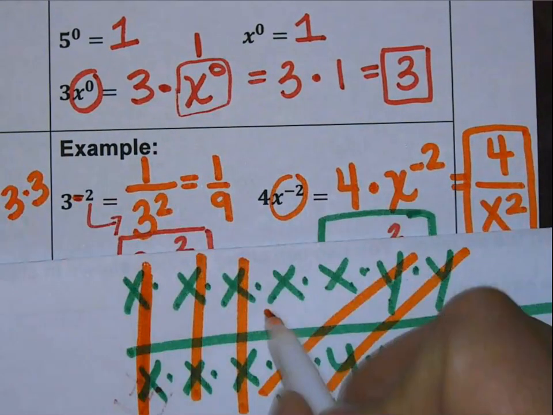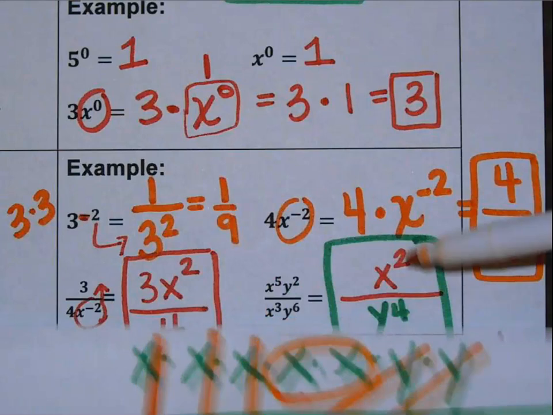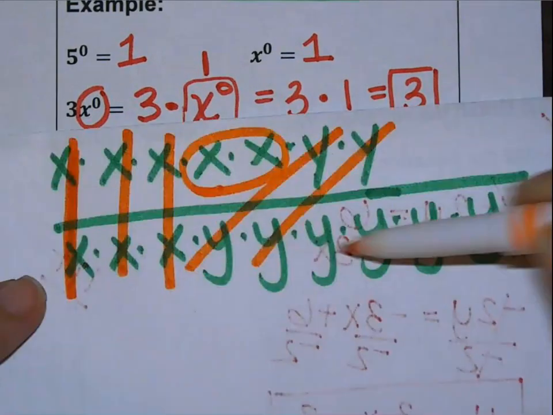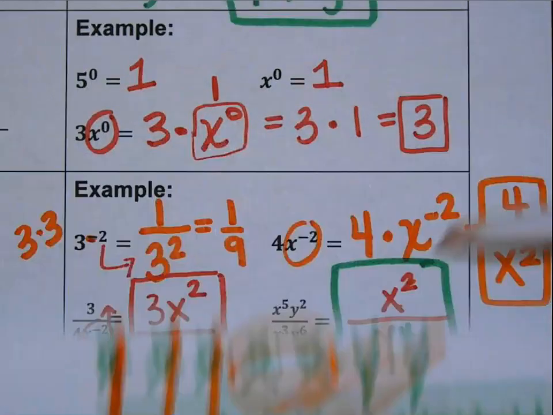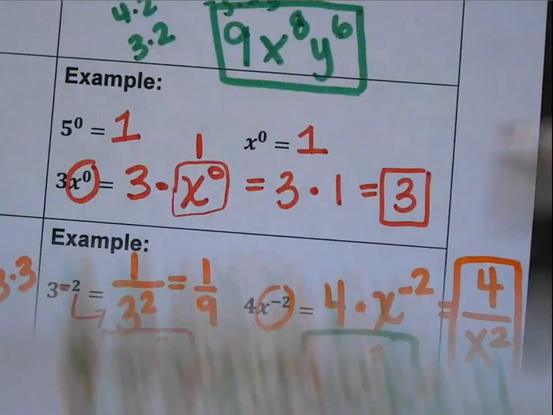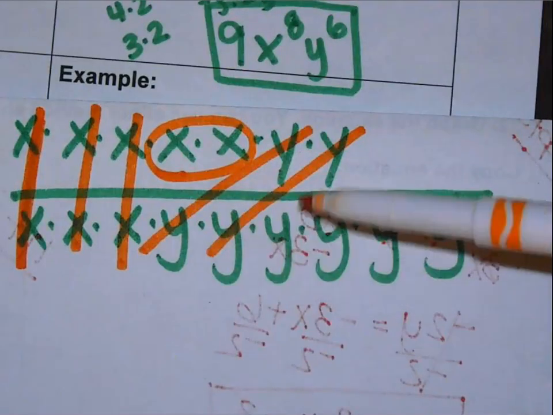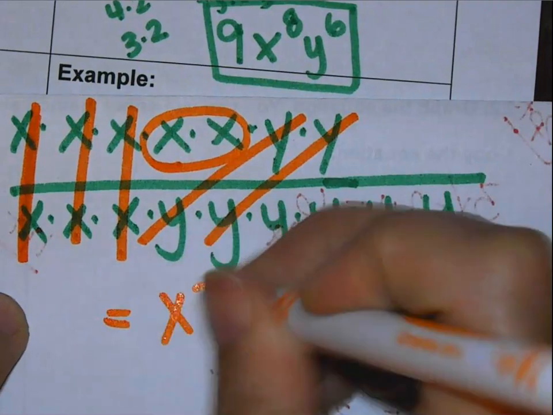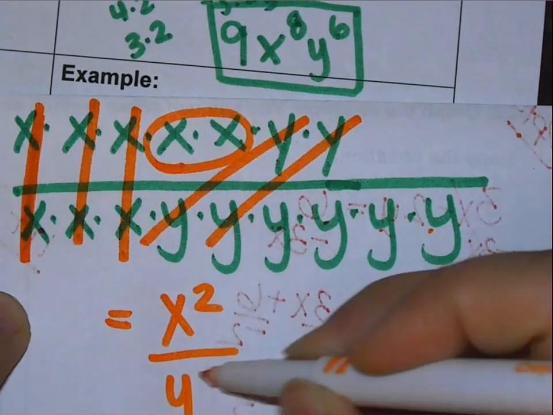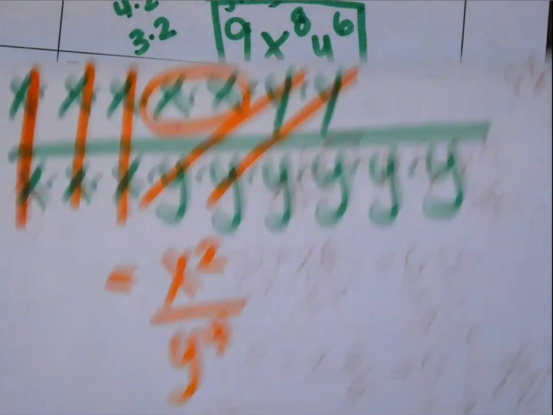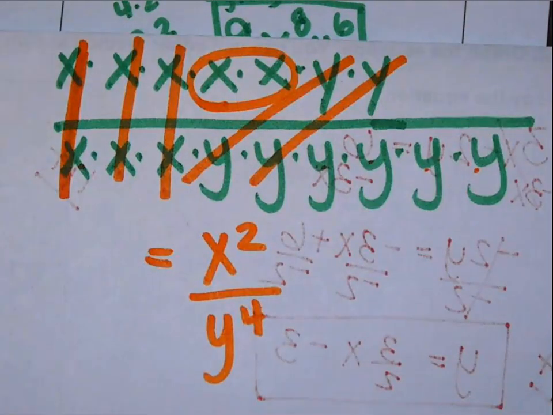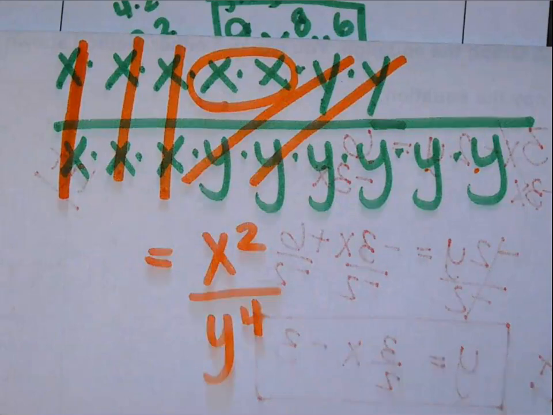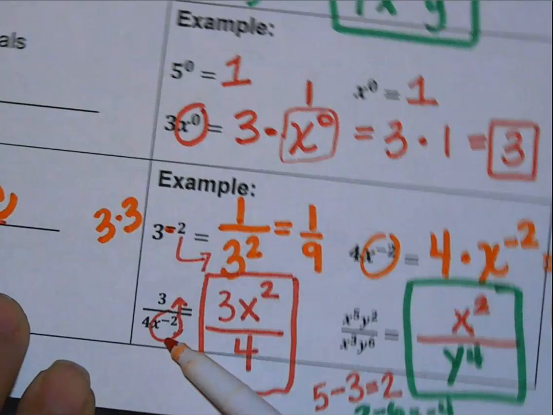So what you're left with is x times x, which is x squared, and then 1, 2, 3, 4 y's in the denominator. So instead of having to draw this out to get this answer here, that's where we use our exponent rules. And when you add the exponents or subtract the exponents or multiply them, if you get a negative, that means you're going to move it to the denominator. If the negative is already in the denominator, you're going to bring it up.